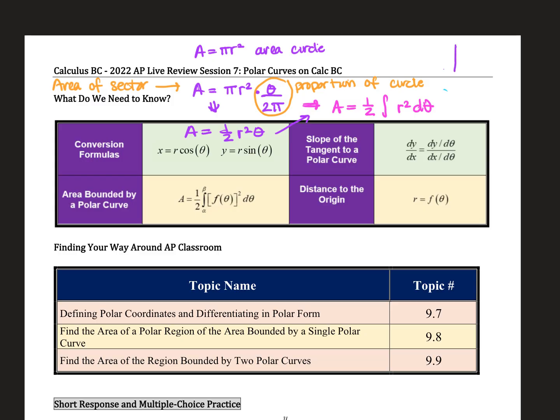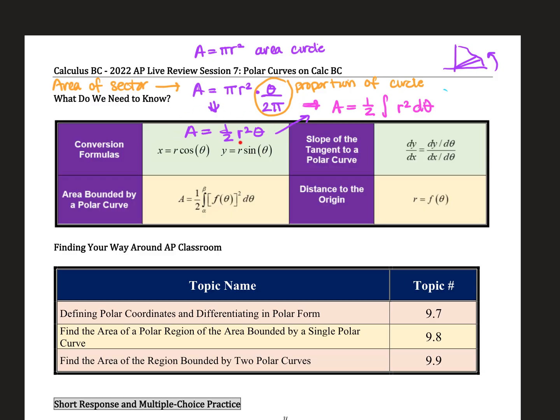So if we have a circle that looks like this, you're going to cut d theta, and you're going to go from theta equals 0, or wherever you need to, up to 2 pi. Okay, so here's the area of a circle. But we're going to find just a fraction of that. So that's going to be theta, the amount of degrees that you're concerned with, over 2 pi. And you can see the pi's would cancel. This is the area of the sector that we're working on.